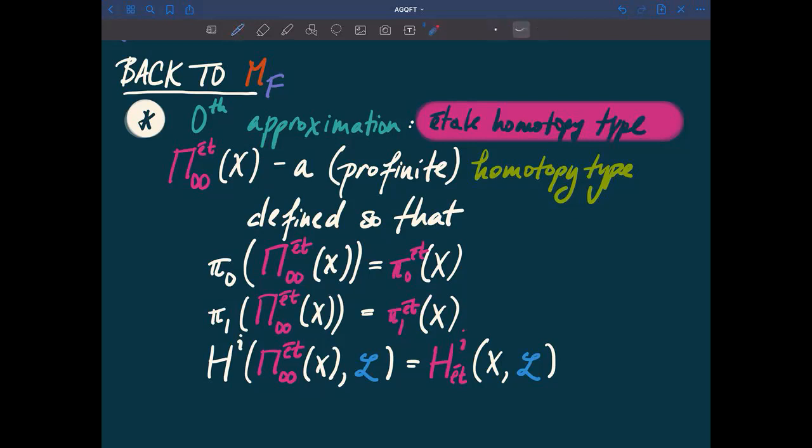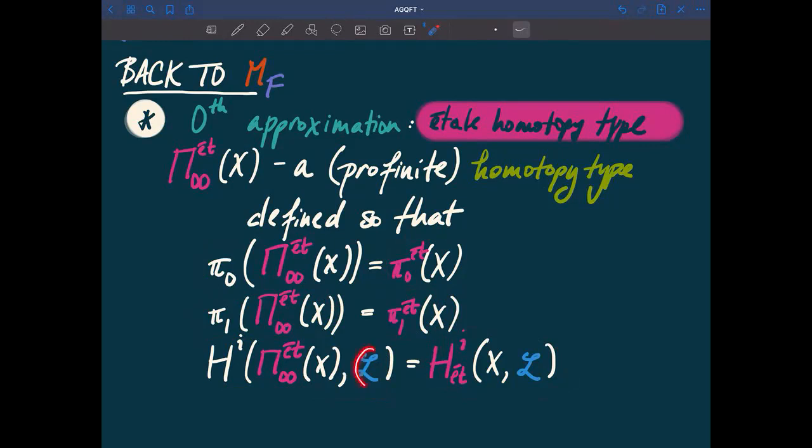So what is the Étale homotopy type? Well, it's a homotopy type. It's actually a profinite homotopy type, and it's defined so that when you take its pi naught, you're just getting the set of components of your scheme. X is, say, a scheme or a variety or an arithmetic object. And pi 1 is the Étale pi 1, which means that it classifies Étale covers of your scheme. And then this homotopy type is arranged so that its higher cohomology with coefficients in some local system is the Étale cohomology with coefficients in that local system.